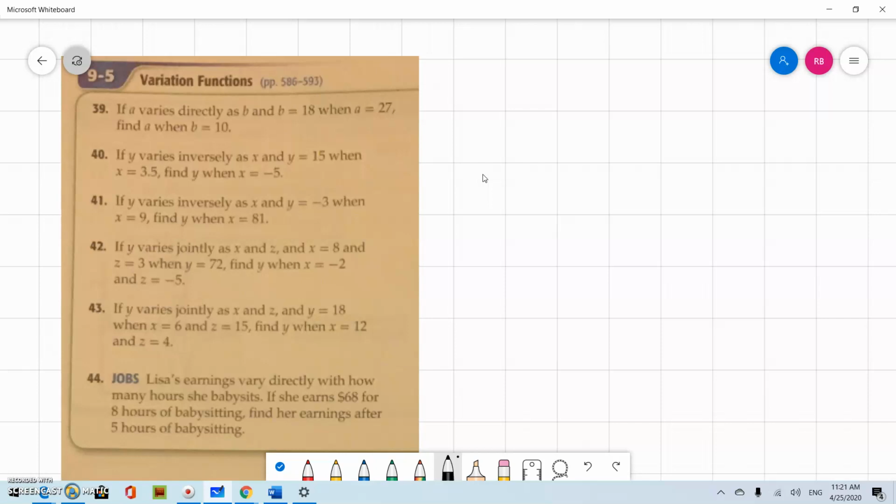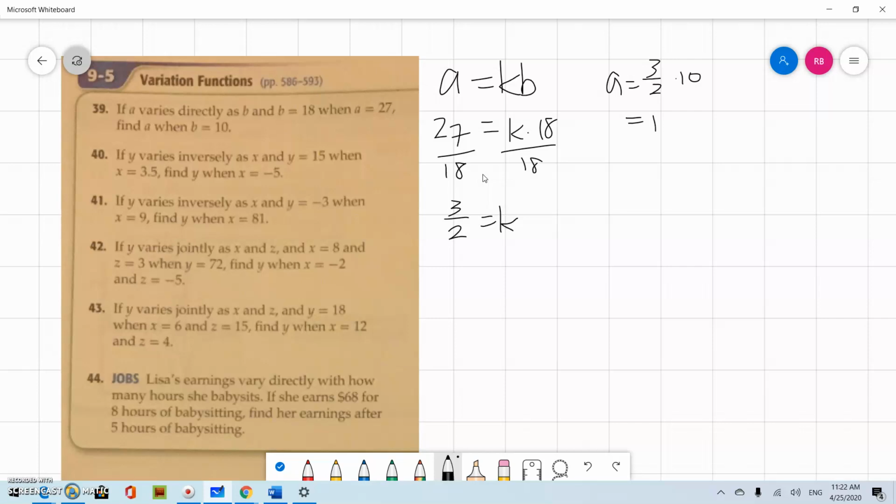So the variation problem, there were 4 different types, right? Direct variation, which is number 39. So let's look at direct variation. So A varies directly with B. So then A is 27 when B is 18. So then we need to find K. So we divide each side by 18. So then K is 3 over 2. Now we need to find A when K is 3 over 2 and B is 10. So this would be 15. So we know A is 15.